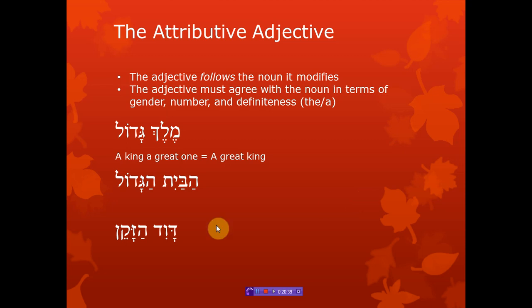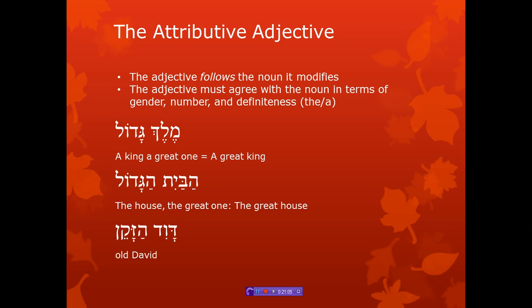The house, the great one. In other words, the great house is how we would actually translate this into English. They agree with one another on all three points: gender, number, and definiteness. This is a clear example of the attributive adjective.